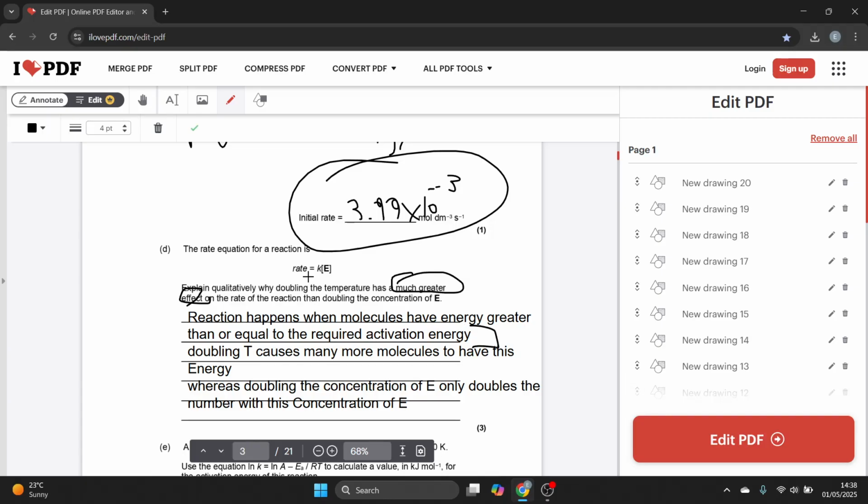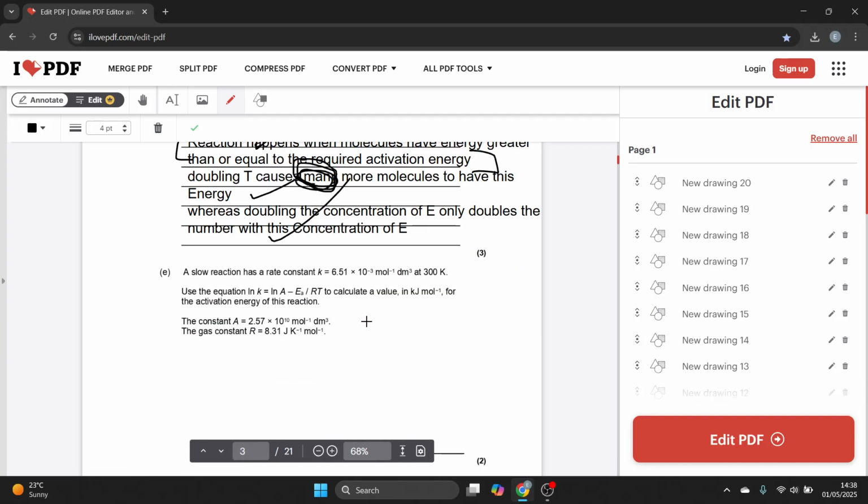So a reaction happens when molecules have energy greater than or equal to the required activation energy. That part is fine. But doubling temperature causes, and you need to state this, many more molecules to have this energy, whereas doubling the concentration of E only doubles the number with this energy, and therefore doubling temperature has a much greater effect on the reaction than doubling concentration of E.